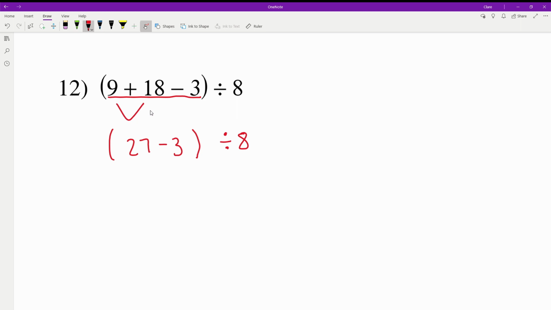Because I haven't completed everything within my parentheses, now I have to use my parentheses again, doing 27 minus 3. And 27 minus 3 will give me 24. So I have no other operations within those parentheses, so I don't have to continue writing them. I just have 24 divided by 8, which is equal to 3. 3 is my solution in number 12. Let's continue on to the next page.